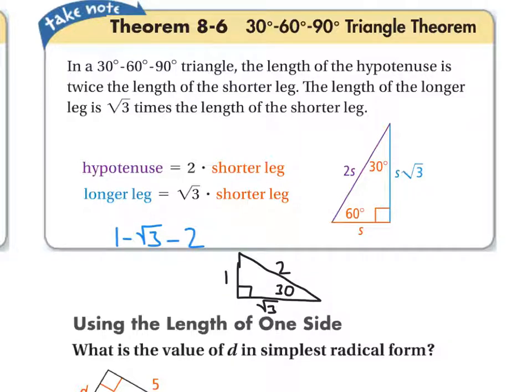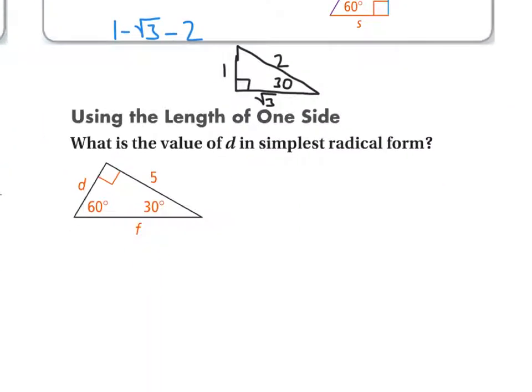Okay, and of course an easy way to remember that is that 2 is equal to the square root of 4. So of course the square root of 3 is smaller than that. Okay, you got to remember that. 2 is the hypotenuse. All right, so let's give it a shot. Let's take a look at this first example.